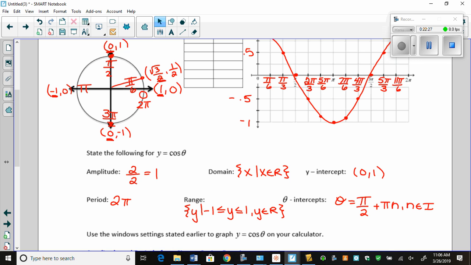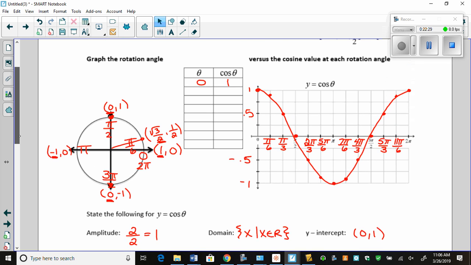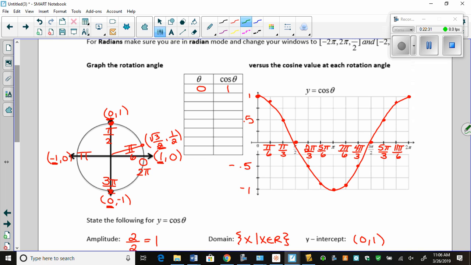So let's think about this. If I drew the sine graph quickly on here, you guys don't do this because it'll confuse the crap out of you. I'm just showing you. So if I drew the sine graph quickly on here, they're very similar, correct?